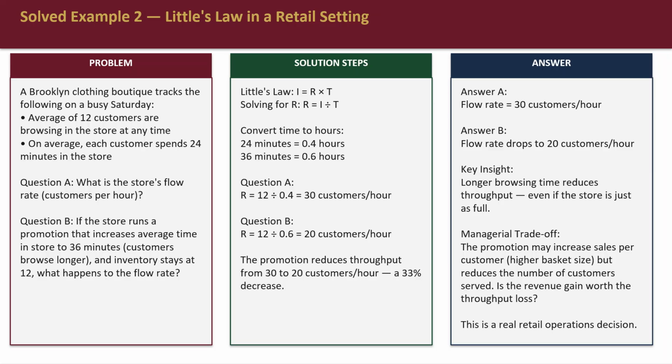Now the store runs a promotion and browsing time rises to 36 minutes, or 0.6 hours. The flow rate falls to 20 customers per hour, a drop of about a third. The store is just as full, but it serves fewer people. That is the trade-off in the box on the right. Bigger baskets, fewer customers. Little's law makes that tension visible and quantifiable.